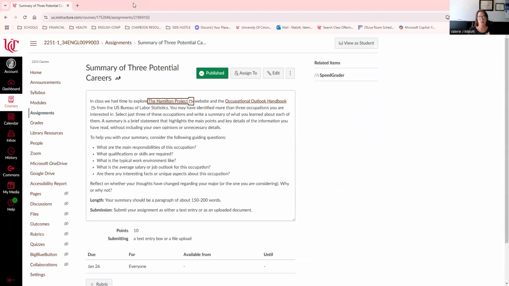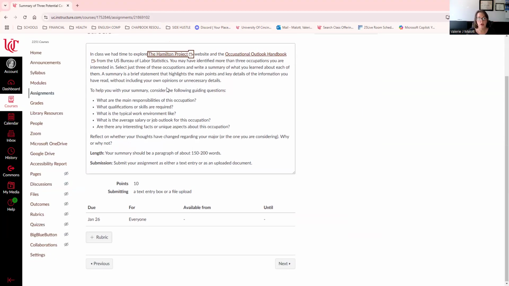You might be in the exploratory program right now, or you might be considering changing your major. That can be a really helpful tool. So hopefully this exercise, this summary of 3 potential careers, will help you to clarify things a little bit for yourself. The summary does not have to be very long. I'm asking for only about 150 to 200 words, so it doesn't really need to be in depth. And you can upload it as a file, or as a text entry.